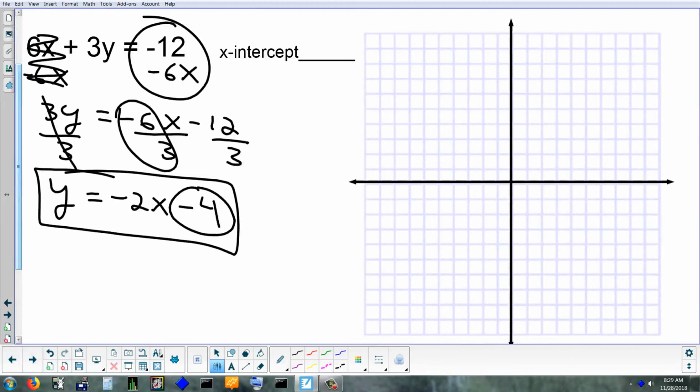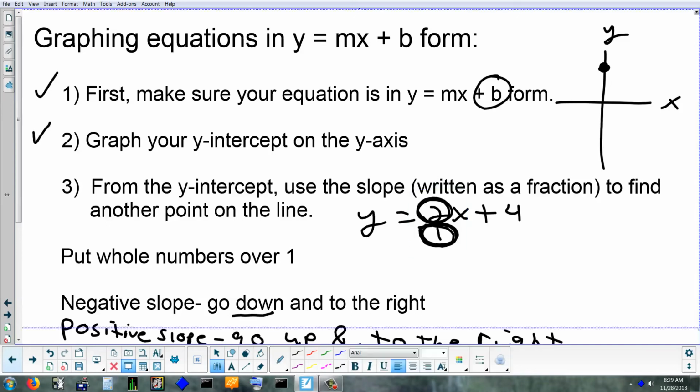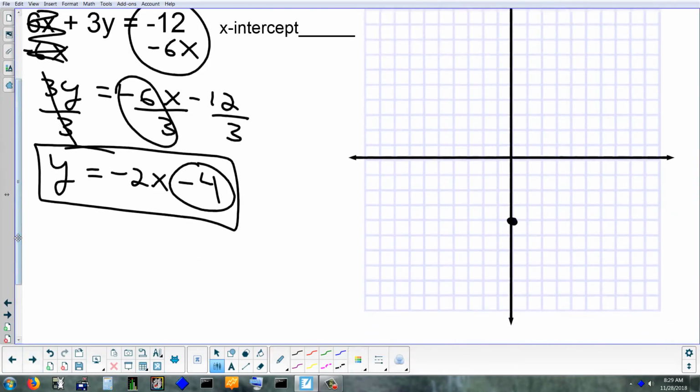So I'm going to go down 4 and put a dot. Now, that's not enough information to draw a line. I need another dot. That's where step 3 comes in. From the point we just did, use the slope to get another point. So use the slope. Okay, let's look at the slope. I'm just going to put it off to the side here.